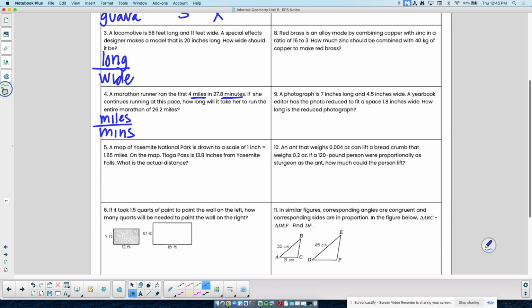Number 5, a map of Yosemite National Park is drawn to the scale of 1 inch equals 1.65 miles. On the map, Tioga Pass is 13.8 inches from Yosemite Falls. What's the actual distance? Right here, folks, inches to miles is what we're comparing.